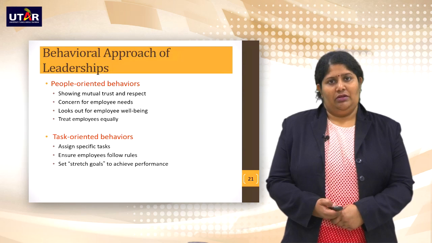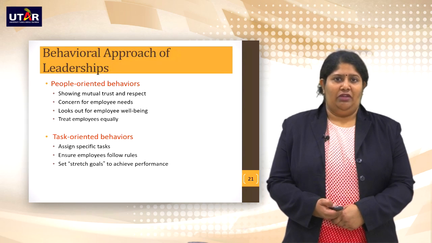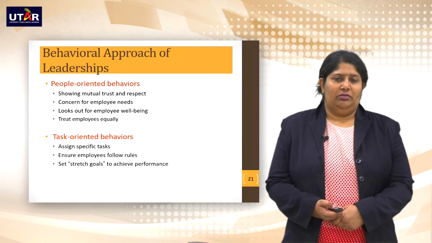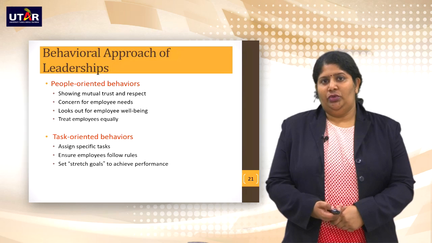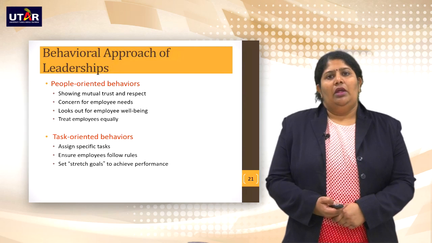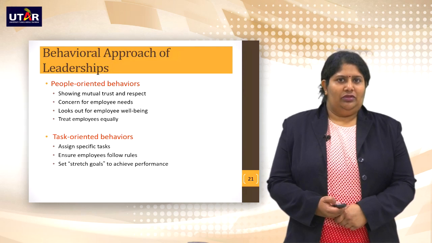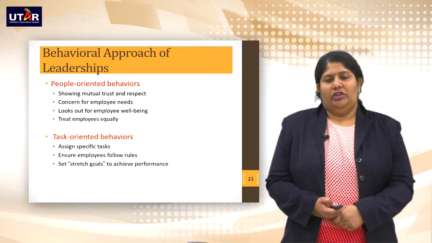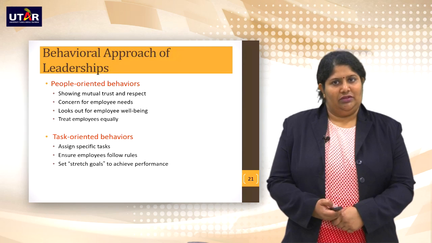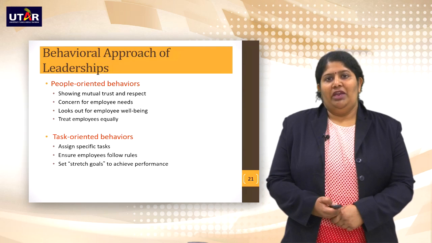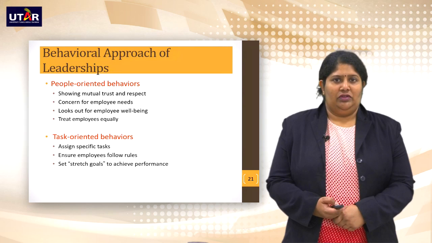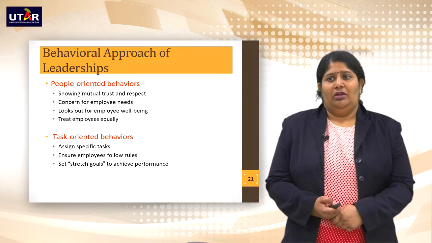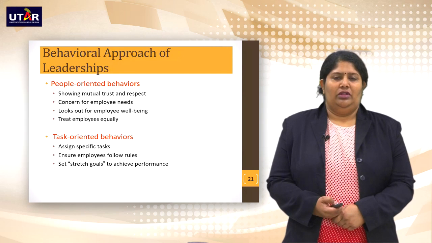If the leader wants to apply the task-oriented behavior or approach, when I talk about task-oriented behavior, it's basically about job, duties, responsibilities. The leader will assign tasks to the employees based on their talent, their capabilities. So the job will be basically on the task. The leader will make sure that the employees follow the rules and the leader will set a stretch goal to achieve the performance.